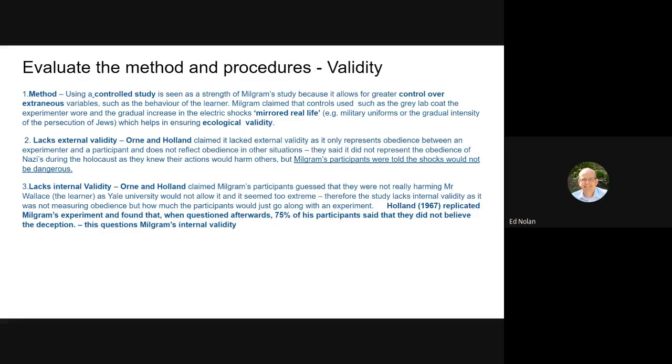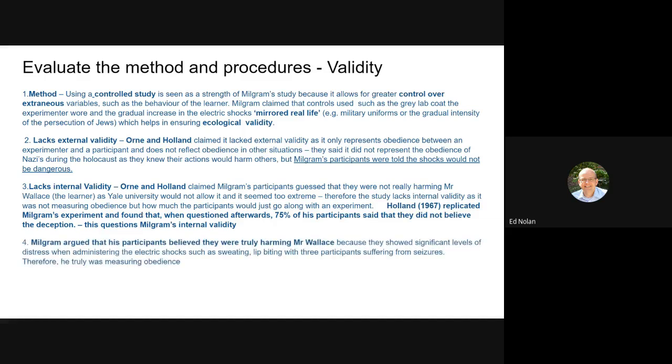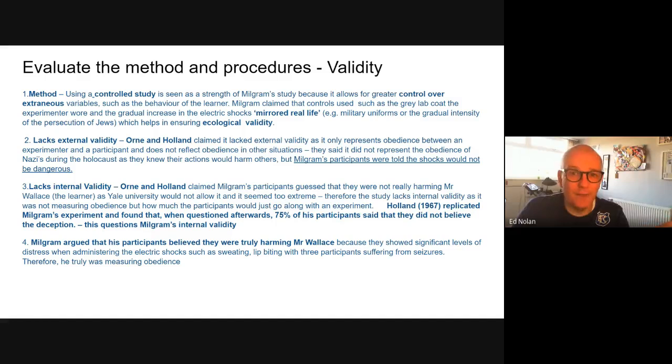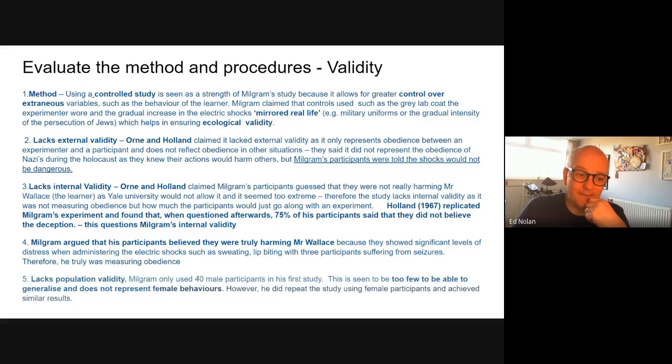So Orne and Holland repeated the study themselves in 1967 and asked them, did you think this was real? And three-quarters of the participants said no, they didn't think it was real. So that supports them in that idea that it lacks internal validity. But Milgram argued back on this and said, well, hang on a minute. These people were showing real signs of distress, biting their lips, even having seizures. They thought this was real. They thought they were harming Mr. Wallace. You are incorrect.